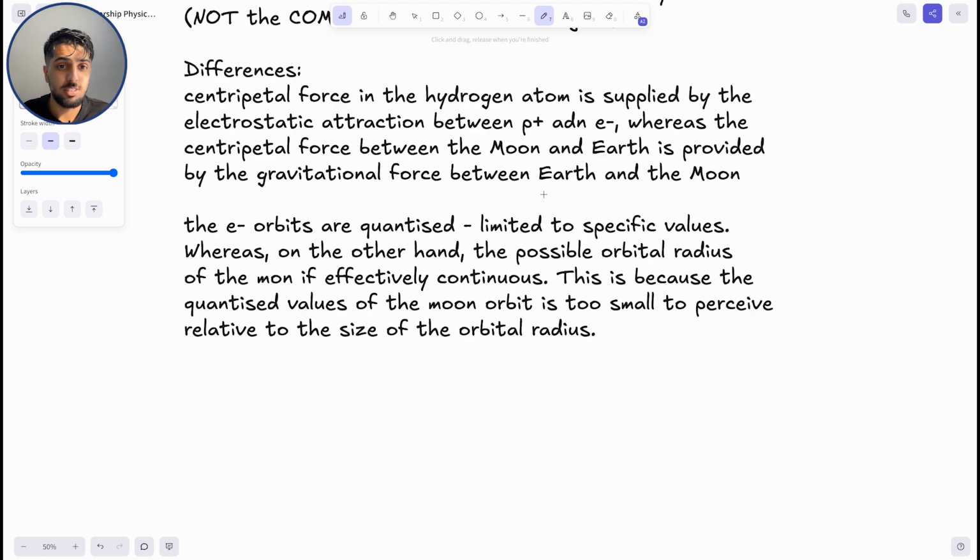So now for the differences, the centripetal force in the hydrogen atom is supplied by the electrostatic attraction between the proton and the electron, whereas the centripetal force between the moon and the Earth is provided by the gravitational force between the Earth and the moon.